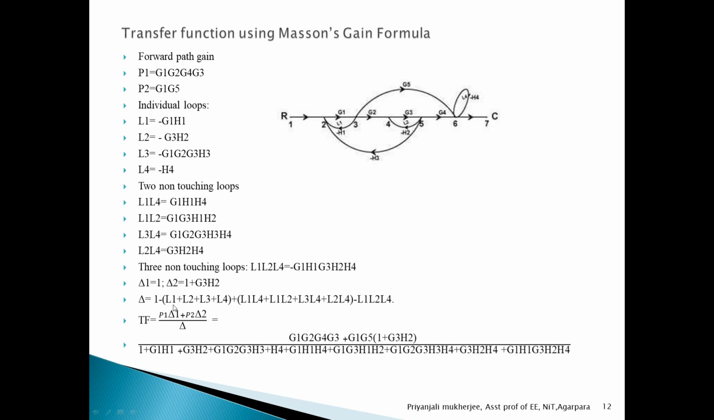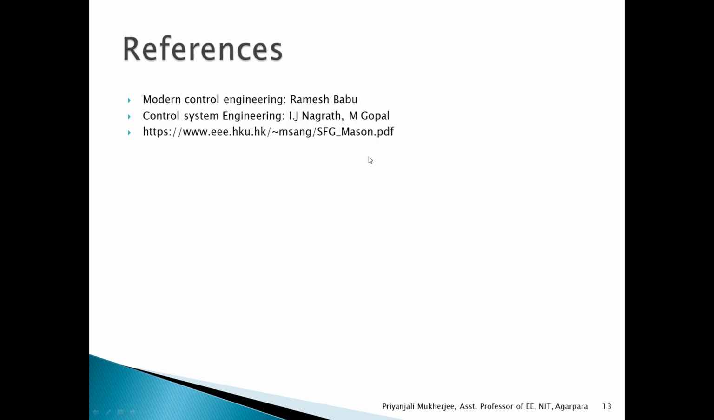Next we have to identify the delta, that is 1 minus the summation of individual loop gains plus all possible gain products of 2 non-touching loops minus those of 3 non-touching loops, and there are no 4 non-touching loops present. So we can complete the transfer function by using Mason's gain formula, P1 delta 1 plus P2 delta 2 by delta. By putting in the values, we can calculate the overall transfer function of this given signal flow graph.